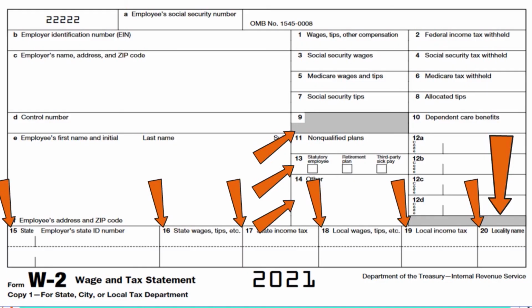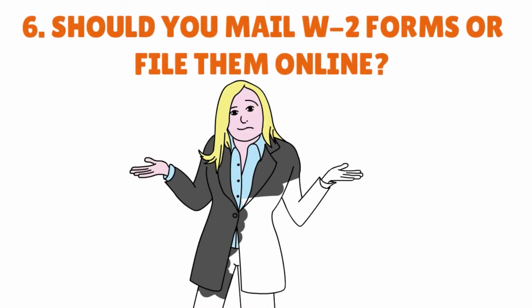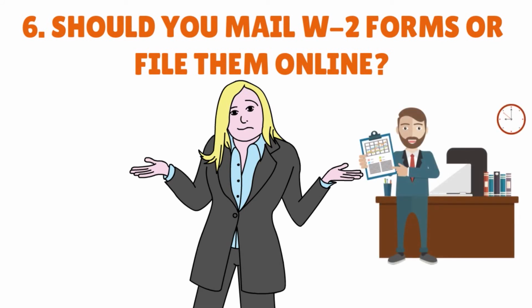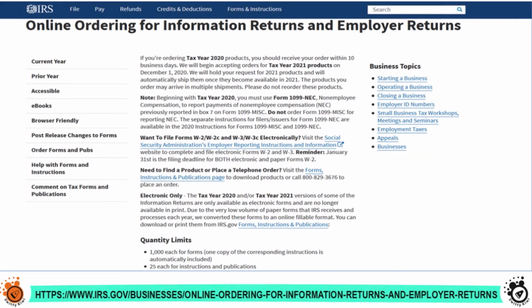Now, should you mail W-2 forms or file them online? Now, if you're printing and mailing your own W-2 forms, you may obtain them from several sources. So the IRS has an order form, so we are showing you on the screen, along with the link to that page. So you have the IRS forms order, rather. And this takes 7 to 15 days for it to be processed and sent to you.